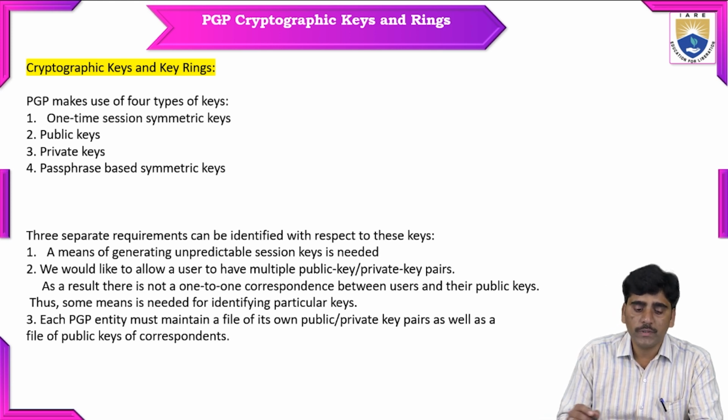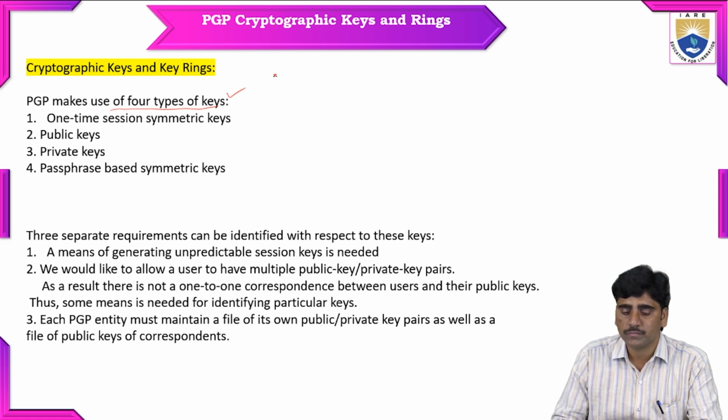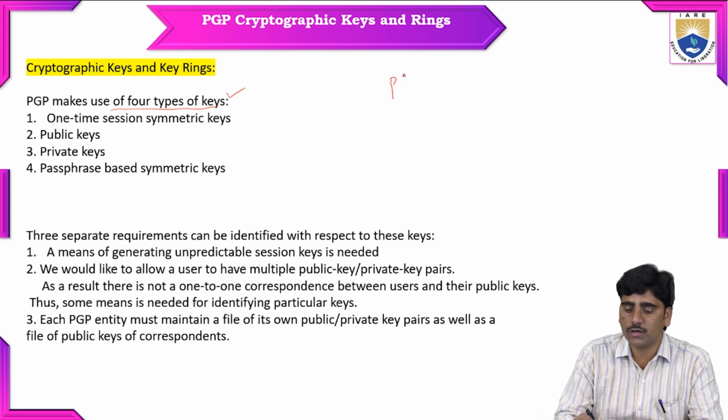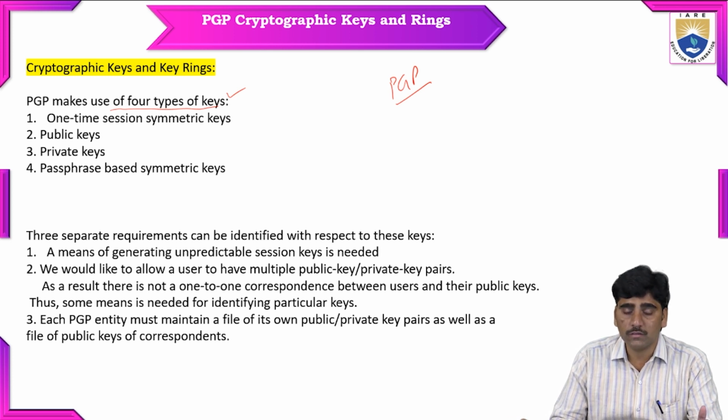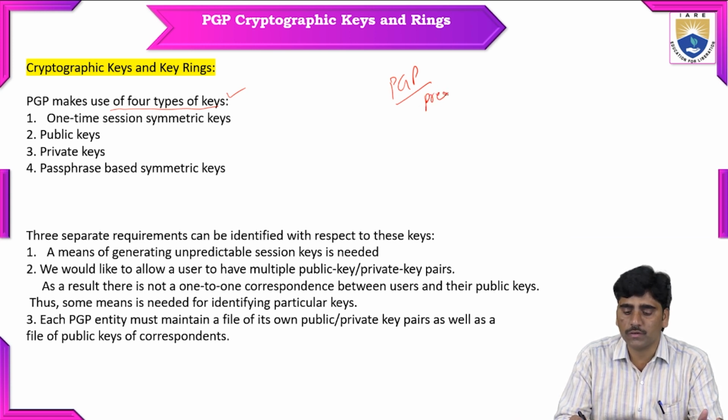PGP makes use of 4 types of keys. PGP, Pretty Good Privacy, is an encryption service, mechanism, or technique; we can call it in any way. The PGP service works with the help of these 4 types of keys. The first one is what?